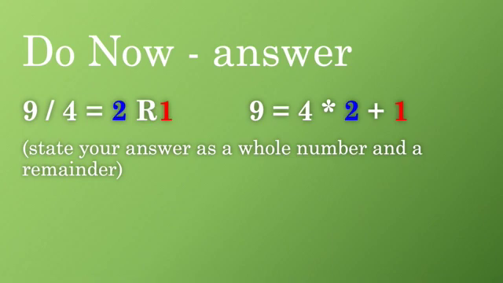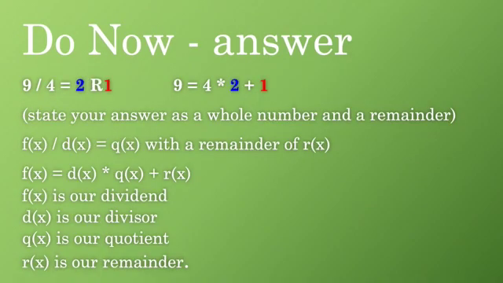Now that you've had time to solve this problem, let's go over the answer. When our dividend 9 is divided by our divisor 4, we get our quotient, which is equal to 2, with a remainder of 1. This can be rewritten such that our dividend 9 is equal to our divisor 4 times our quotient 2 plus our remainder of 1.